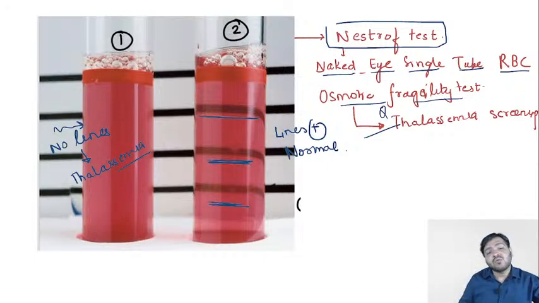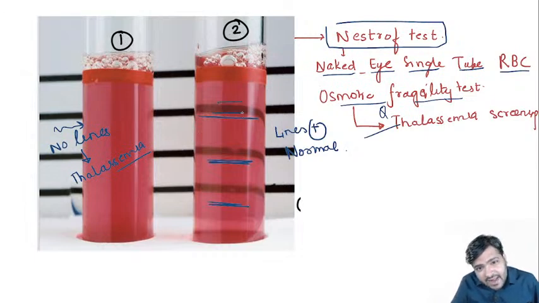Apart from that, guys, how to differentiate between the normal person and the person who is suffering from thalassemia, you can very well visualize over here कि जहाँ पर lines present हैं, जहाँ पर lines दिख रही हैं तुम्हें, that will be the normal person. और जहाँ पर lines नहीं दिख रही हैं, that is the thalassemia. If you can't visualize the lines, that is the thalassemia.